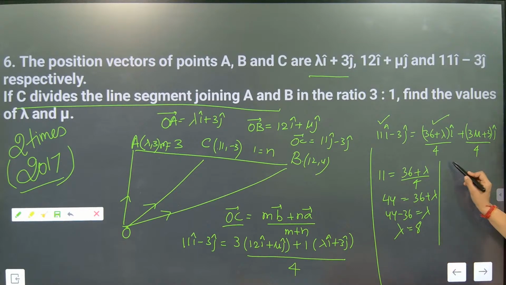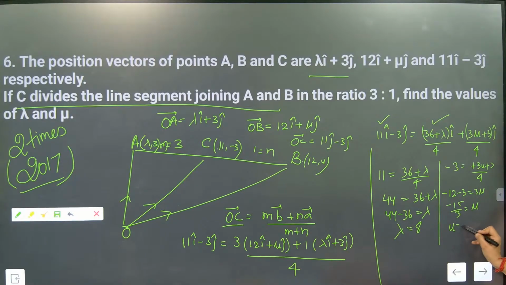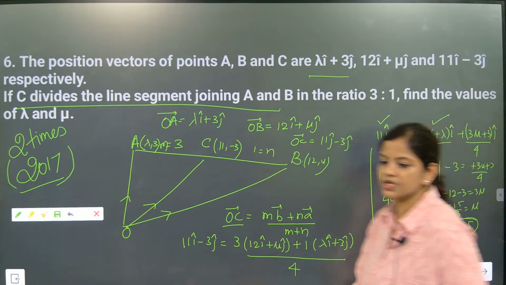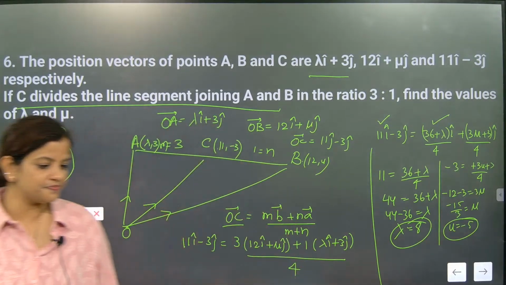Next part, beta. Minus 3 is equal to (3 mu plus 3) by 4. So minus 12 minus 3 is equal to 3 mu. So beta, minus 15 by 3 is equal to mu. So mu is coming as how much, beta? Minus 5. So lambda is equal to 8 and mu is equal to minus 5.